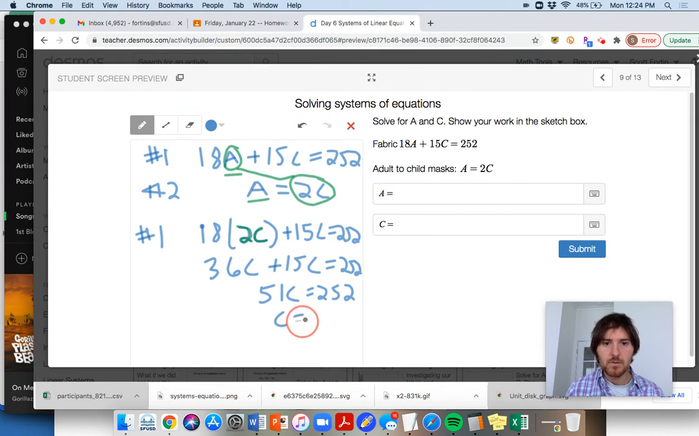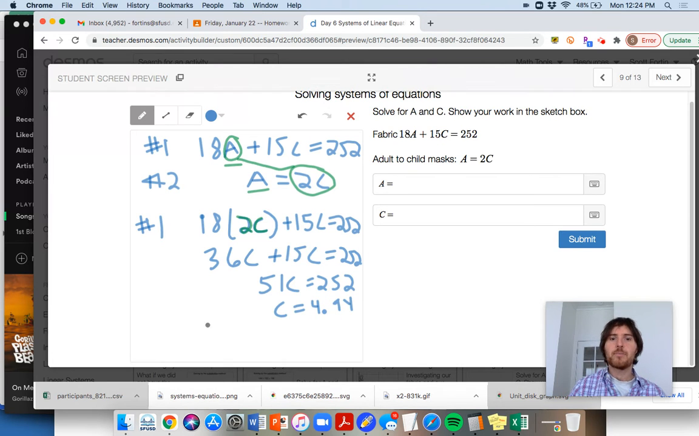C equals 4.94. Okay, that's step number 1 to solving this. I got C, 4.94, and A, well, we just got to double it, right? Because I'm using equation number 2 to solve for my A. I know what C is, and I solved for C up here, so there's no reason to deal with this equation yet, right? Let's deal with the other equation.